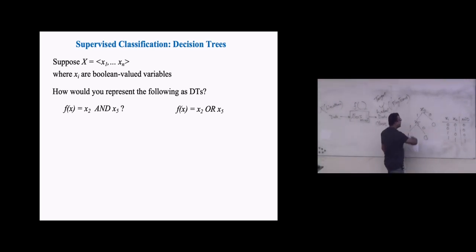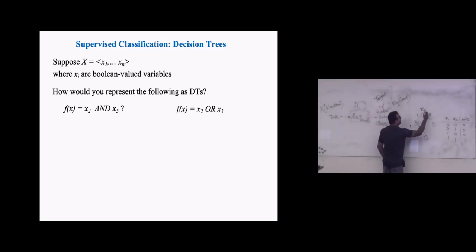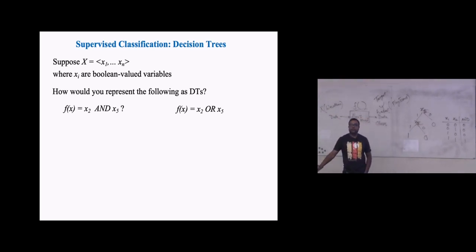Okay, tell me what is an alternative tree that also works? Yes? You can just flip X5 and X2. Yeah, just swap X5 and X2. Is that a problem? Which one is the best? Sorry? They are equal, okay?